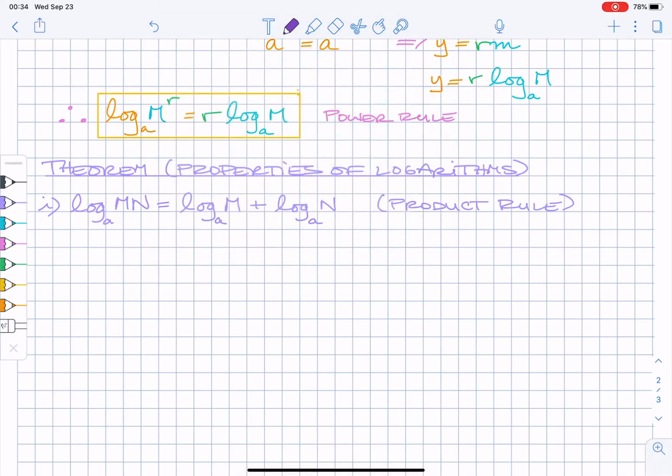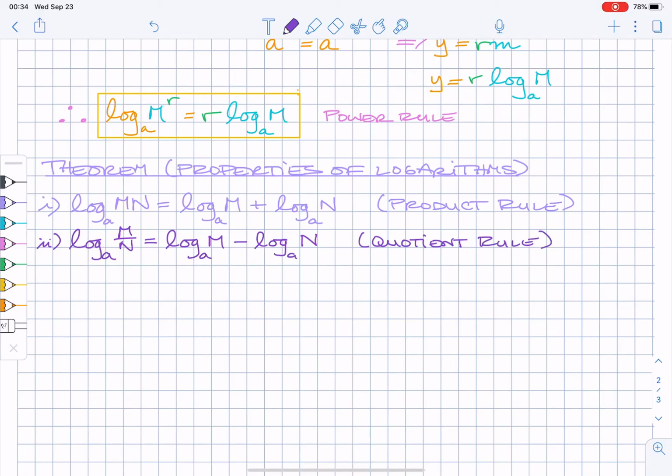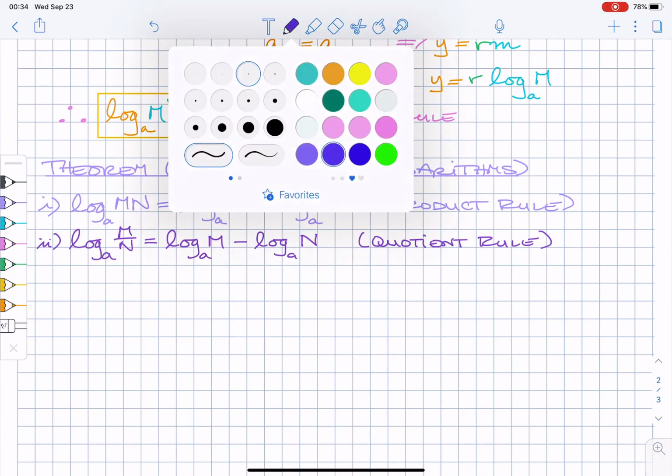Now let's do number 2. Let's do log base a of m divided by n. So this will be log base a of m minus log base a of n. And this is the quotient rule. So when we divide, we subtract. So quotient rule or division yields the subtraction or difference between two logarithms.